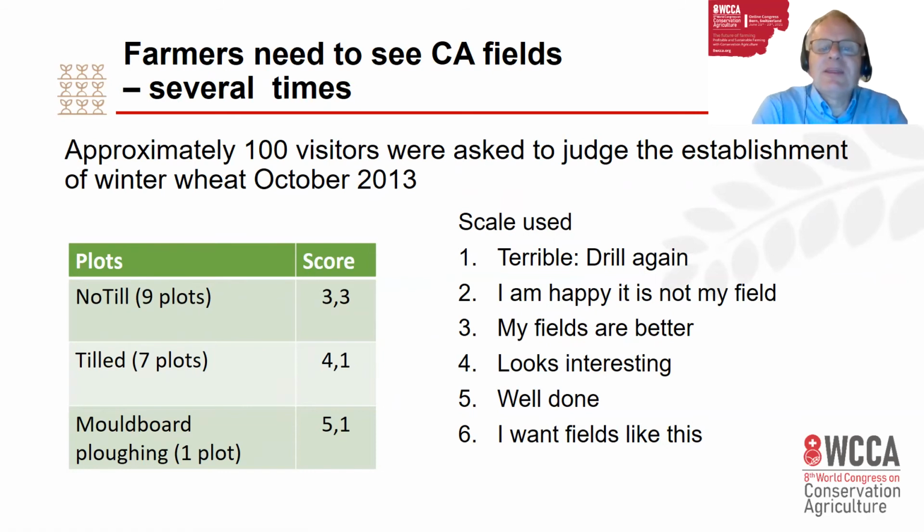We were rather successful gathering people that were interested in no-till and conservation agriculture. So on one occasion, we asked all the visitors, all the farmers, to score the established wheat plots. This was a month after drilling, and what can be seen from the results is that in general the more you till, the better score the farmers gave to the plots, and the no-till plots they didn't really like, so they have a score in the middle, and as can be seen from the scale, that means that they can do better in their own field. They don't want to see fields like that on their farm.